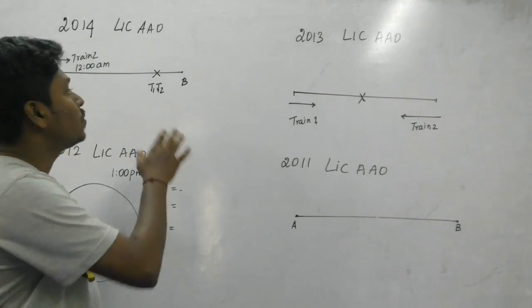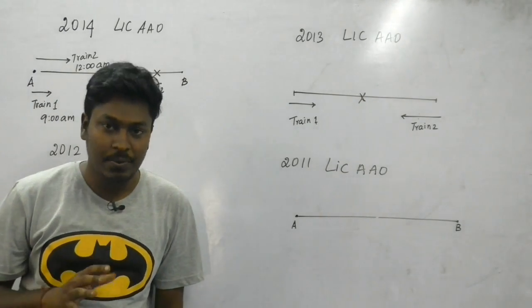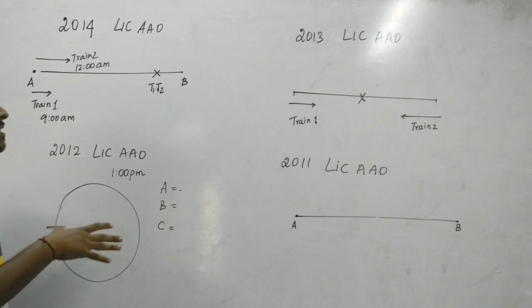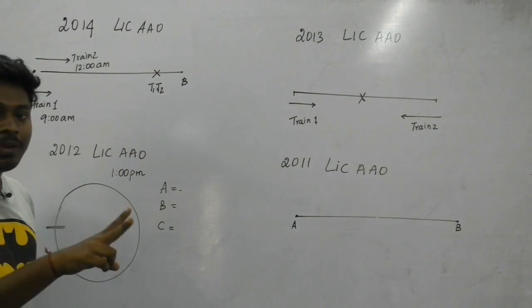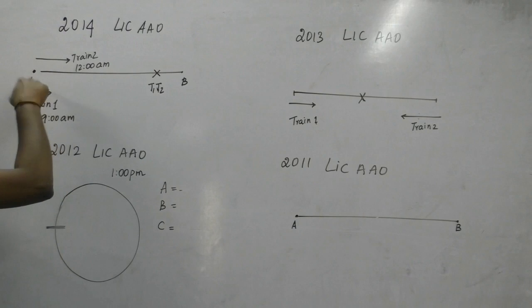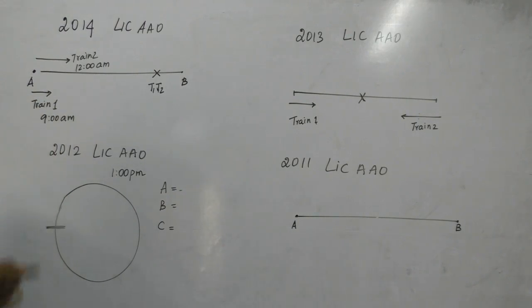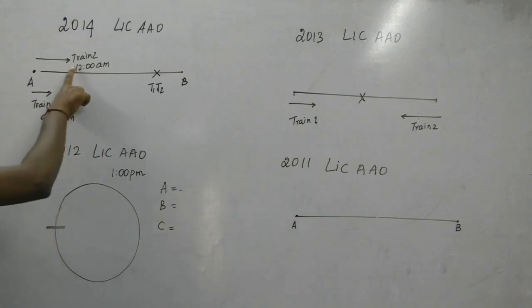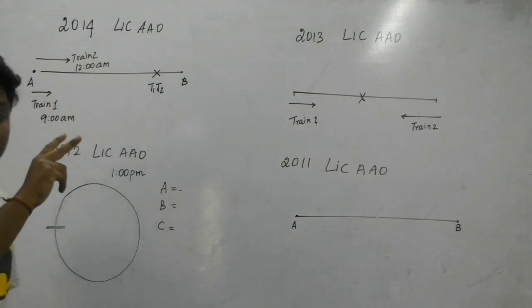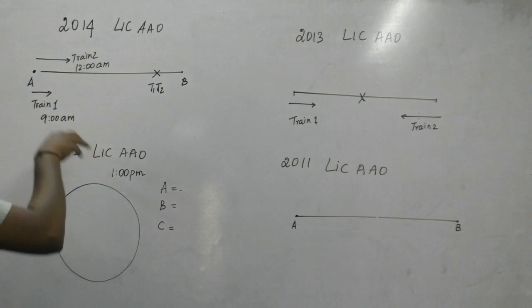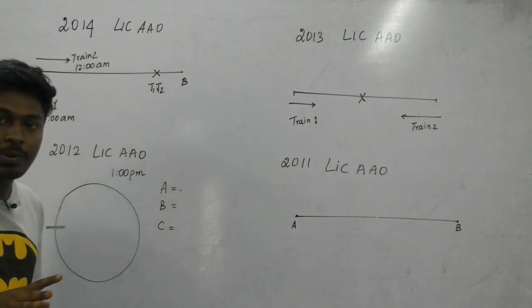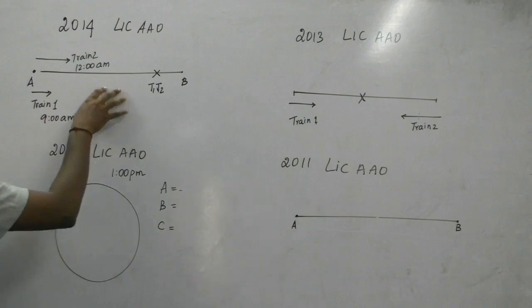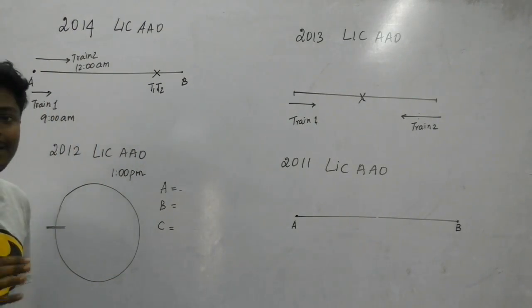This question was asked in 2014 LIC AO. First, what they have given is that there are 2 stations, A and B, and 2 trains are starting, one from station A and another train also from station A. But train 1 starts at 9 AM and train 2 starts at 12 PM. There is a gap of 2 hours. So if this happens, when will train 2 cross train 1? This is the question asked in 2014 LIC AO.